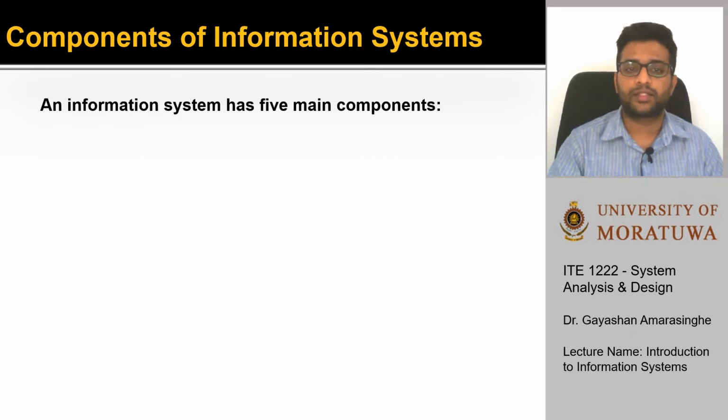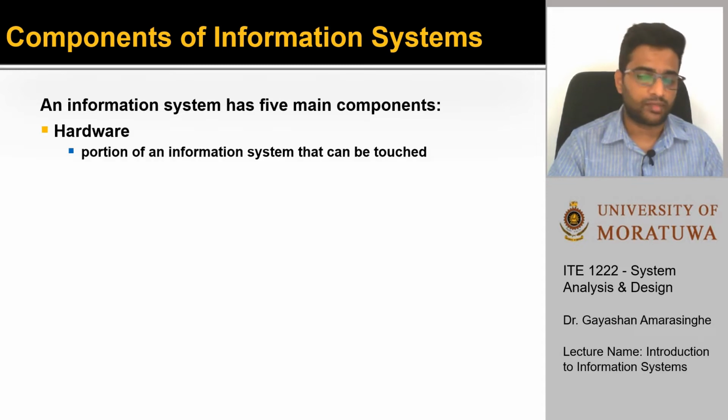A typical information system has 5 main components. These components work together to achieve a common goal. So when we are analyzing and designing, we need to identify these components accurately. Hardware is the portion of an information system that can be touched. Servers, workstations, keyboards, disk drives, all of these components are examples of information systems hardware.